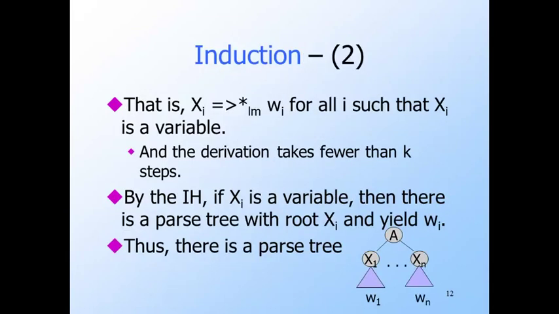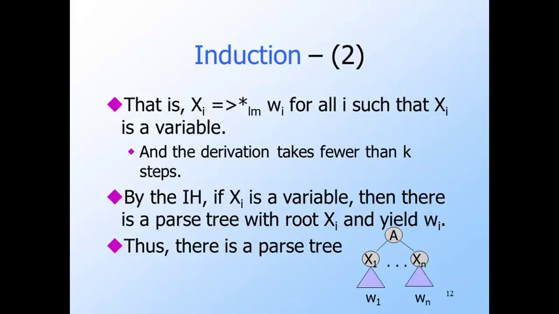So we know that each xi either is wi or derives wi in fewer than k steps of a leftmost derivation. For the second case, where xi is a variable and the leftmost derivation takes one or more steps, the inductive hypothesis tells us that there is a parse tree with root xi and yield wi.